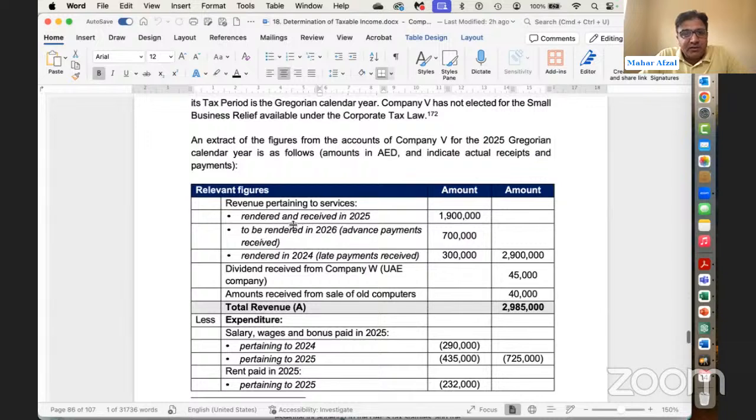Revenue pertaining to services rendered and received in 25, that is fine. Rendered in 25, payment received now, that is fine, because we are following the cash basis of accounting. Rendered in 2024, late payment received, that is fine as well, because it is received in this period.